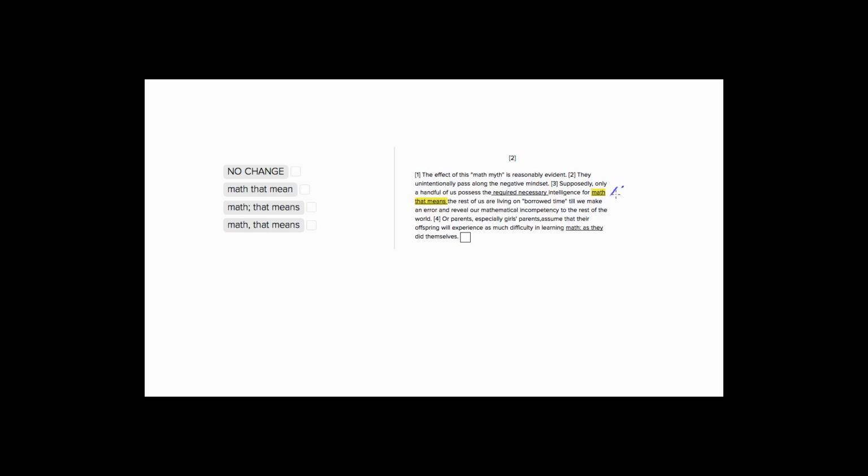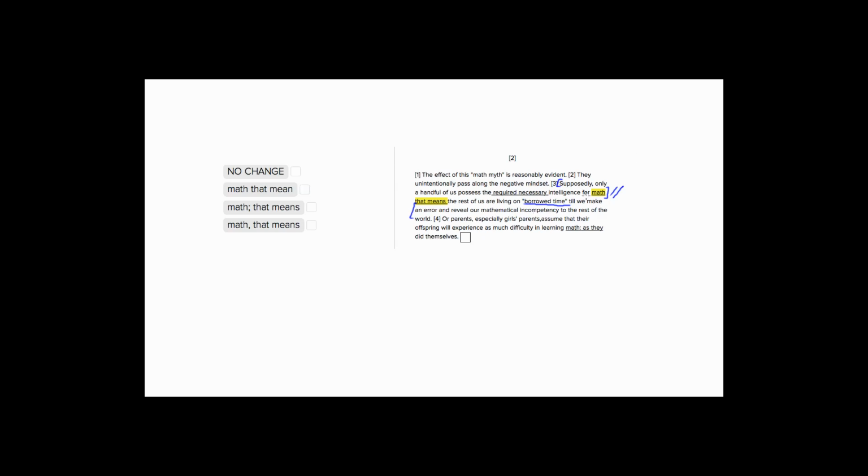The reason that you'd want to pause here is because in sentence 3, we have two separate ideas. So we have this first idea that only some of us have this math knowledge. And the second idea, which is that it means that the people who don't have this math knowledge are living on what the author calls borrowed time. So borrowed time in that they're only alive until everyone knows how bad at math they are. So these are two separate ideas that we're going to want to find a way to separate and not make the sentence run on. So let's look at our choices.